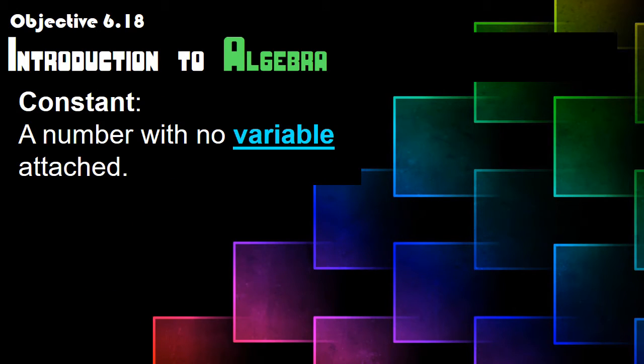So we have a constant. The constant is a number with no variable attached. In our math sentences or expressions, you will just see a number, and that is called a constant. It means that number doesn't change. It's consistently that number.